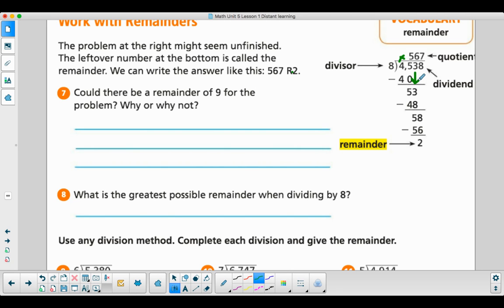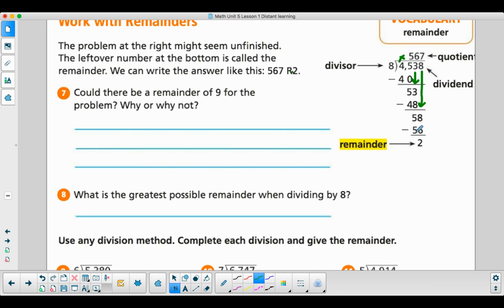They brought down the 3. 53 divided by 8 they thought was 6. 6 multiplied by 8 is 48. 53 subtract 48 is 5 remaining. 5 cannot be broken into a group of 8. So they brought down the next digit, which was the 8. 58 divided by 8, they said that's 7. 7 groups of 8 is 56.